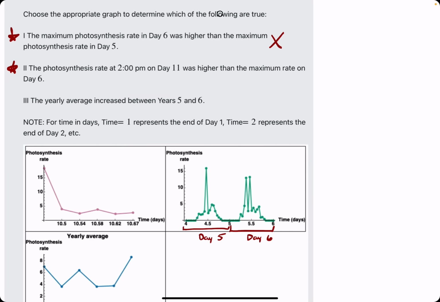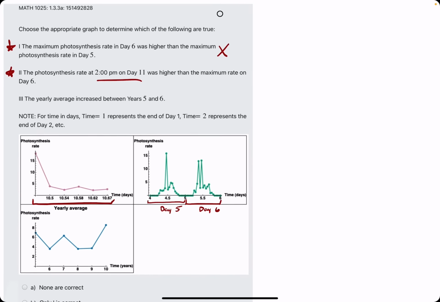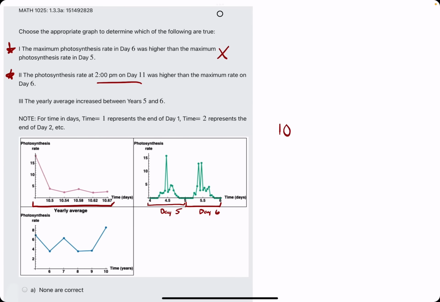Number 2, the photosynthesis rate at 2 p.m. on day 11 was higher than the max rate on day 6. Okay, so 2 p.m. on day 11. Once they start mentioning specific times on a certain day, that's usually a good hint to check out this graph here, this first one in pink, because day 11, keep in mind, goes from the time 10 to 11. So at time 10 to time 11, this is the duration of day 11.